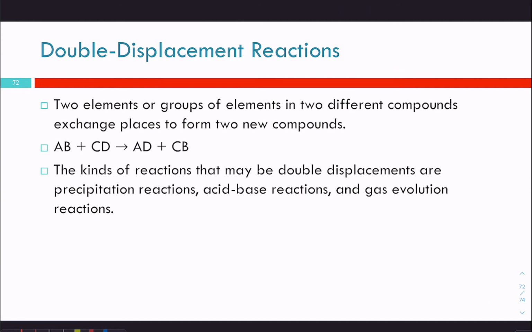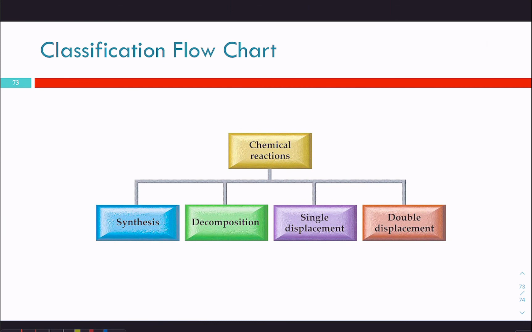Then the double displacement reaction is where you have two compounds, usually ionic compounds, swapping anions to get new products. A lot of the precipitation reactions are going to be double displacement reactions. All three of these, huh? Precipitation, acid base, and gas evolution. So those are going to be the most common. So again, it's just sort of a different way to classify things in terms of chemical reactions.